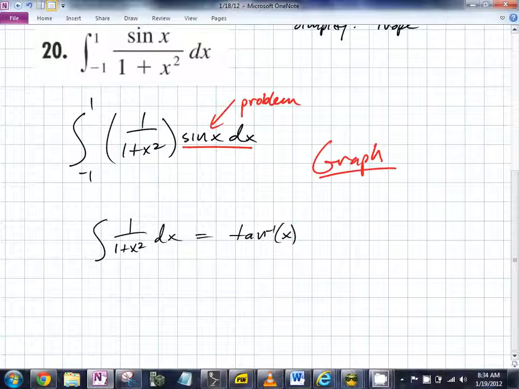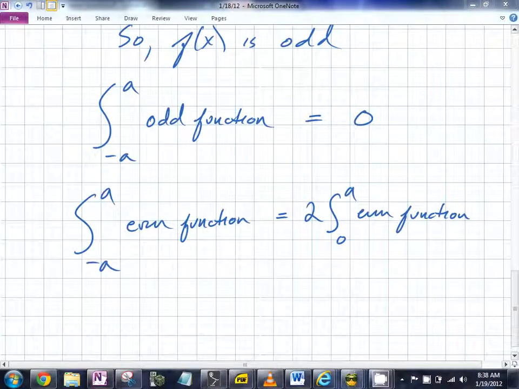So what should you take a picture of? Let's take a picture of what this function looks like. It's a cheap trick, but you need to sometimes get to the point. If you have a calculator, use it, please. If you're going to integrate this.